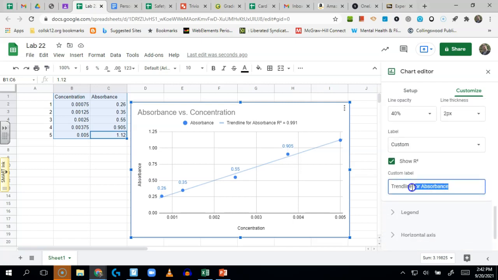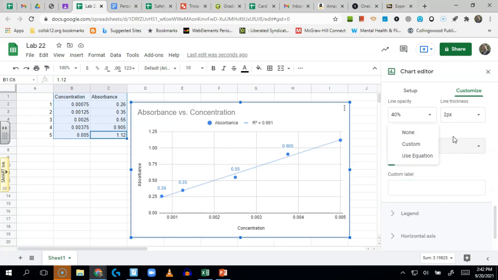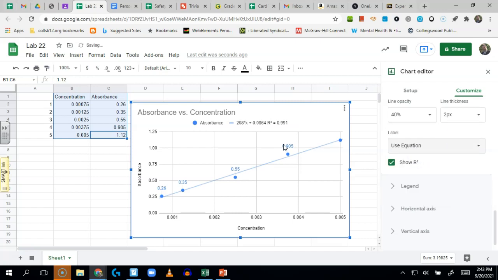I'm going to get rid of the custom label for the R-squared value. And then on the label, I'm going to click Use Equation. And so that's going to get the label here where I have the equation of the line: 208x plus 0.0864 equals y.